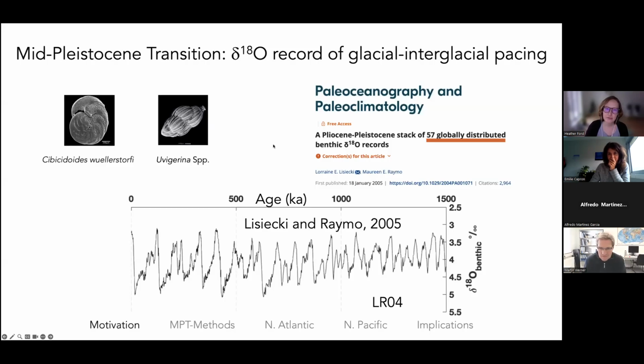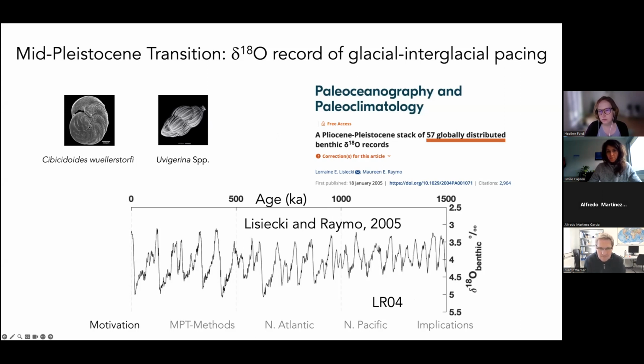is from the benthic oxygen isotope record that shows us that the glacial interglacial pacing has changed over this time. And so a lot of this comes from this really seminal paper by Lorraine Lisiecki and Maureen Raymo, also called LR04, which looks at the benthic oxygen isotope from 0 to 1.5 million years and shows that we see this change in glacial interglacial pacing over this time.